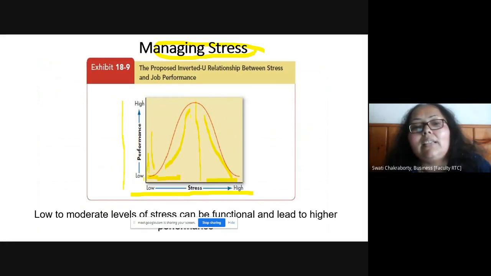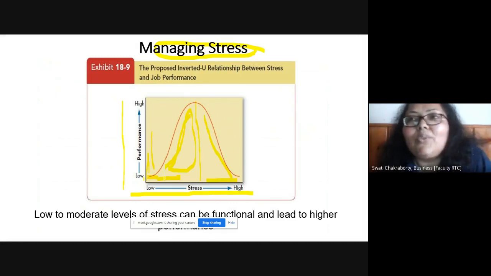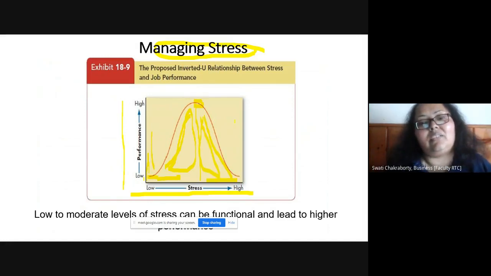So this is the region which we talk of as challenge stressors, where you are able to take it, and this motivates you to come up with better performance. When you reach your peak, the maximum point, beyond which you are not able to take it anymore, you can't take that stress anymore. Then people are actually there to prevent you from performing. Your performance level goes down. So this part is the hindrance stressor, right?